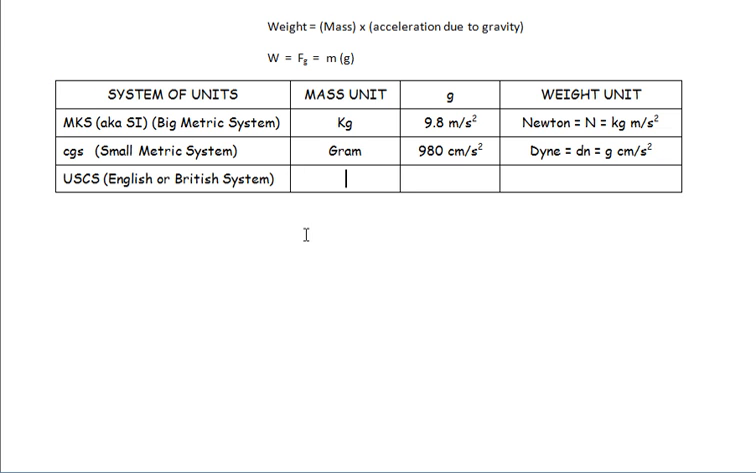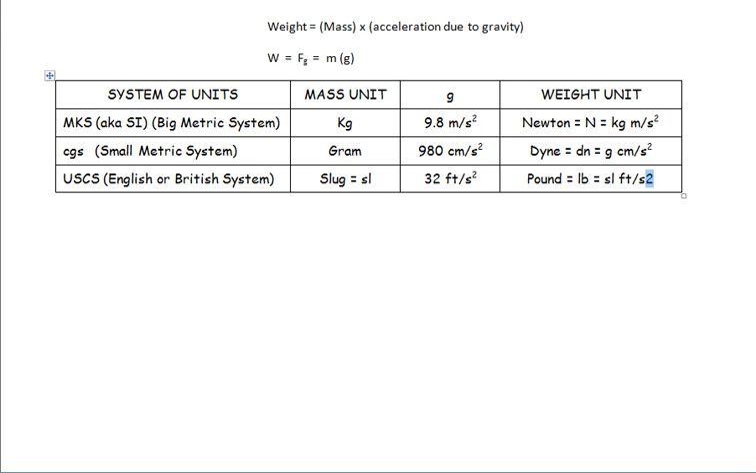Then, for the United States Customary System, the USCS, the mass unit, you may recall, is the slug, which is symbolized as lowercase sl. The acceleration due to gravity is 32 feet per second squared, and the unit for force, including weight, is the pound, which you remember is symbolized lb, and is equal to a slug foot per second squared.